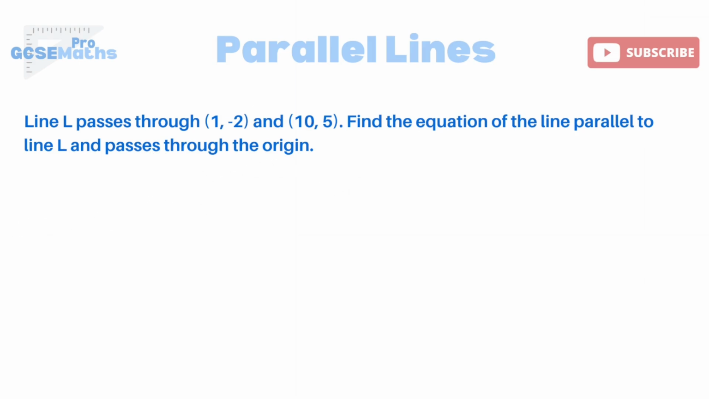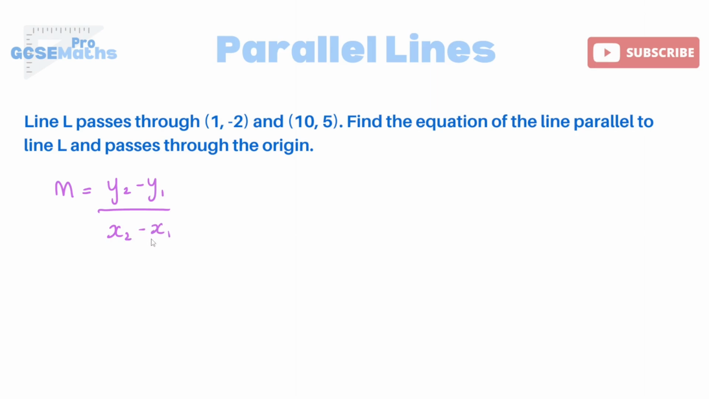So how do I find the gradient of line L? Well, we've just literally said, haven't we? Change in y over change in x. Now, when there's coordinates involved, when you're not just counting the squares on a grid, you might want to use this formula. Change in y, so one of the y coordinates minus the other y coordinate, over the change in x.